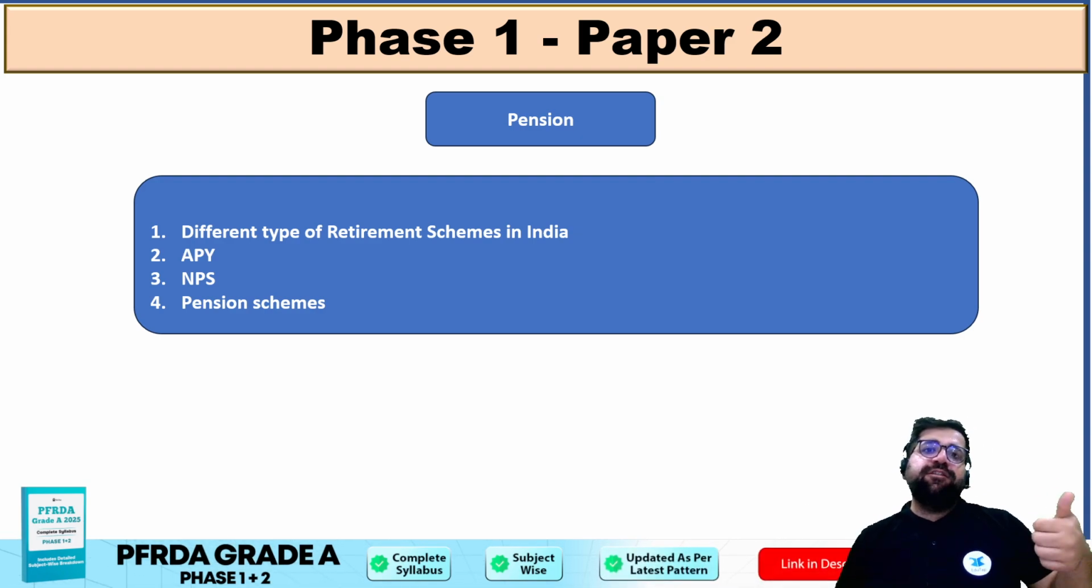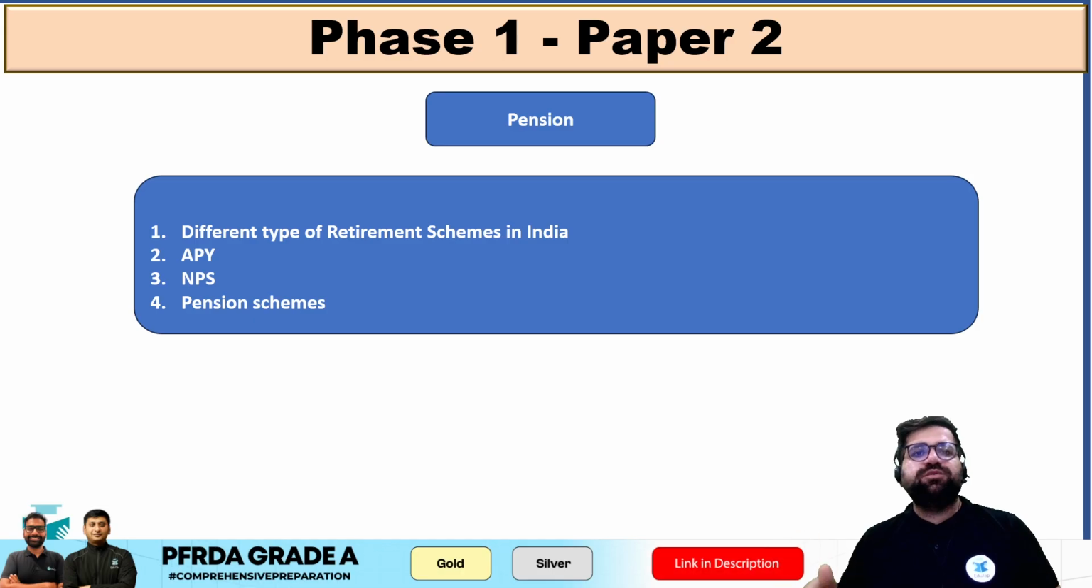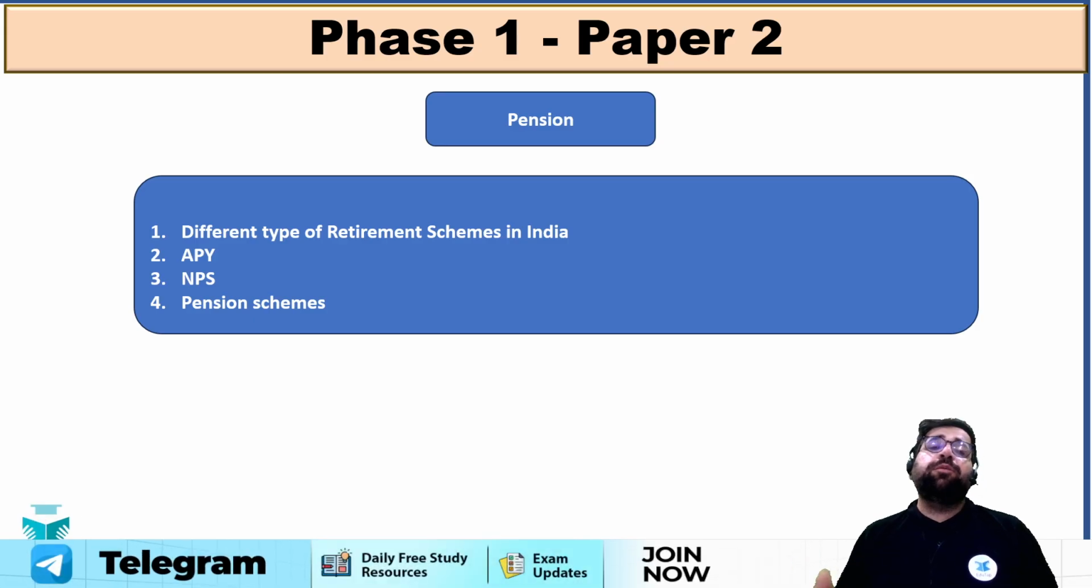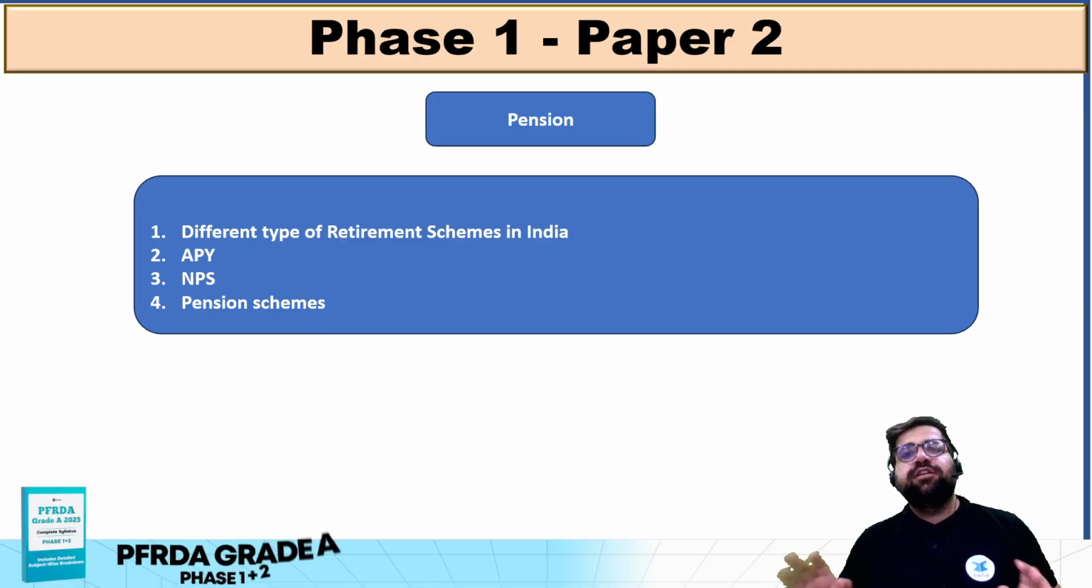So we have made a different video wherein we have told you what topics you can do at the last junction for clearing the phase 1 paper 1. So now we are telling you what topics you can revise to make sure that you clear phase 1 paper 2 with good score.